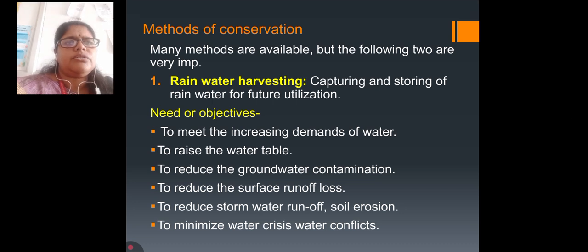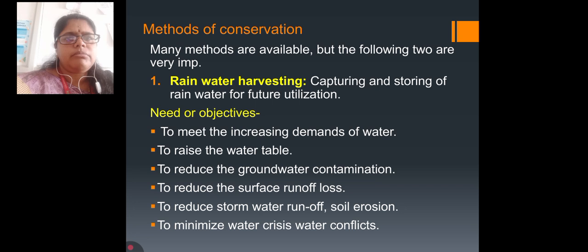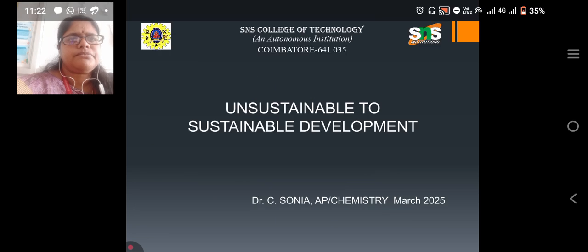Methods of conservation. Many methods are available, but the following two are very important. Rainwater harvesting: capturing and storing of rainwater for future utilization. Needs or objectives: to meet the increasing demands of water, to raise the water table, to reduce groundwater contamination, to reduce surface runoff loss, to reduce stormwater runoff and soil erosion, to minimize water crisis and water conflicts.